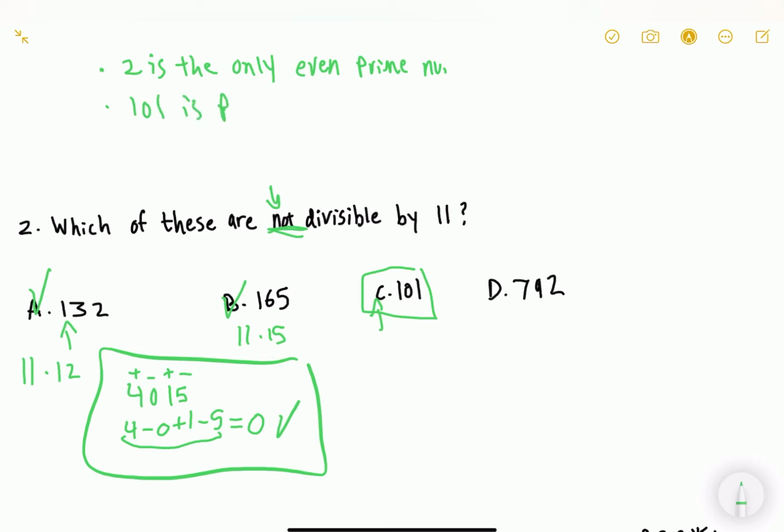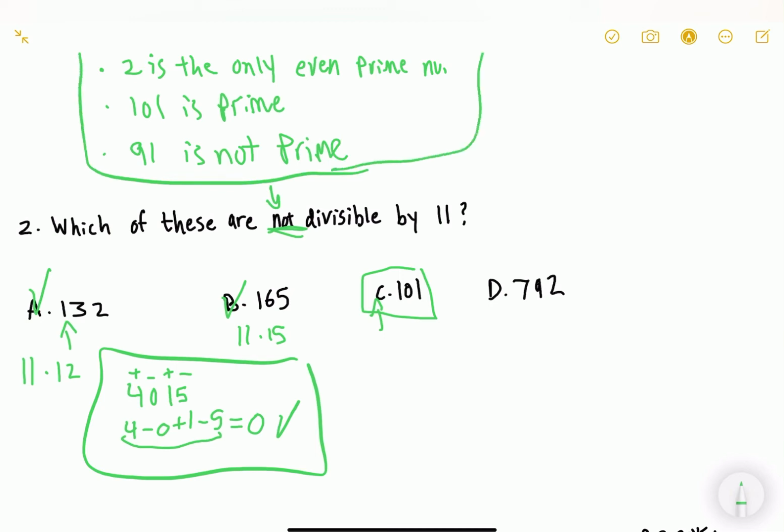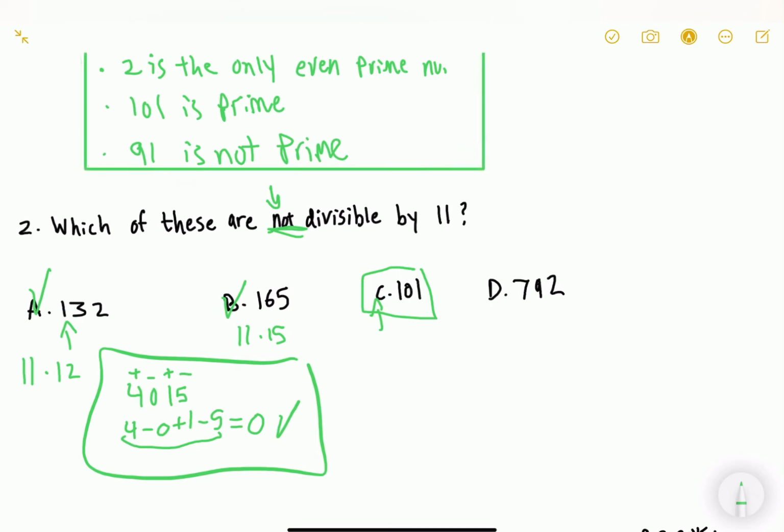101 is a prime number. And 91 is not prime. So please, I advise you to just have these rules memorized because they're very, very important. Okay, now let's continue. Let's just do the last one.